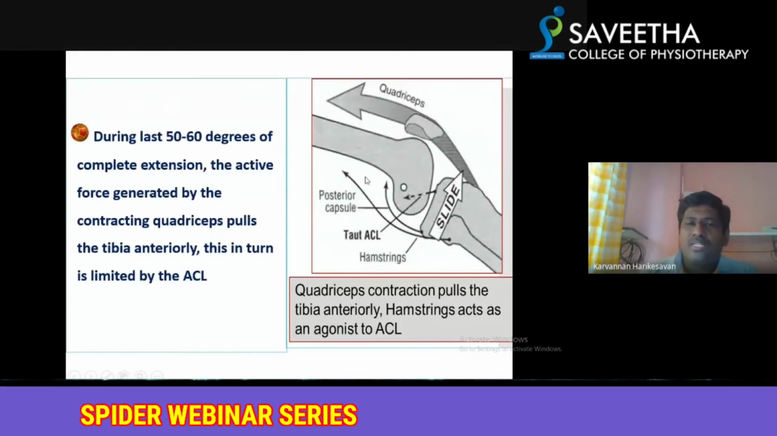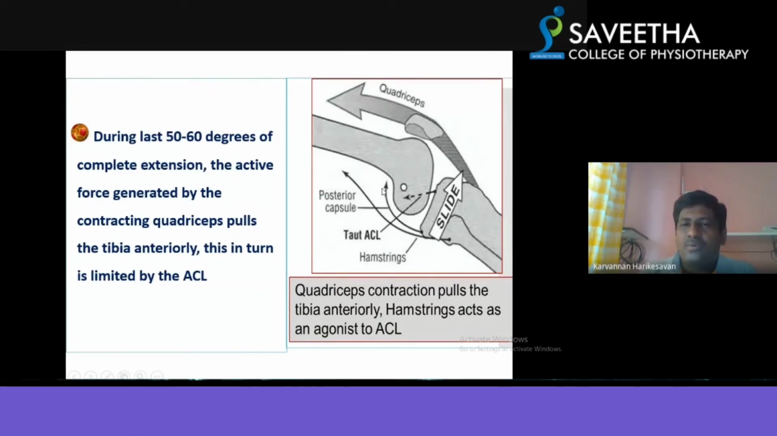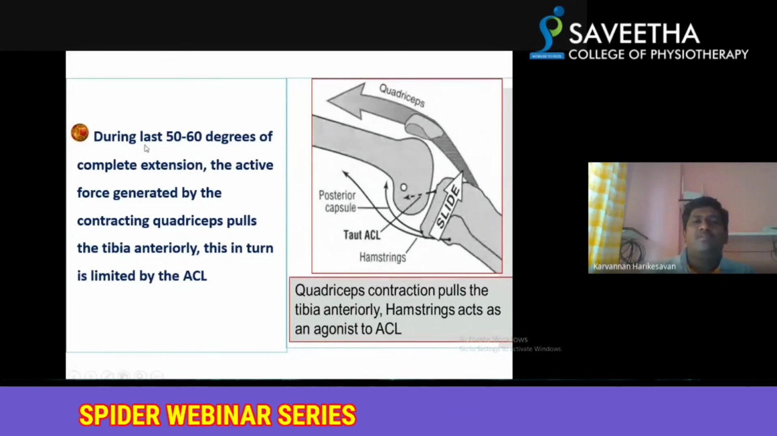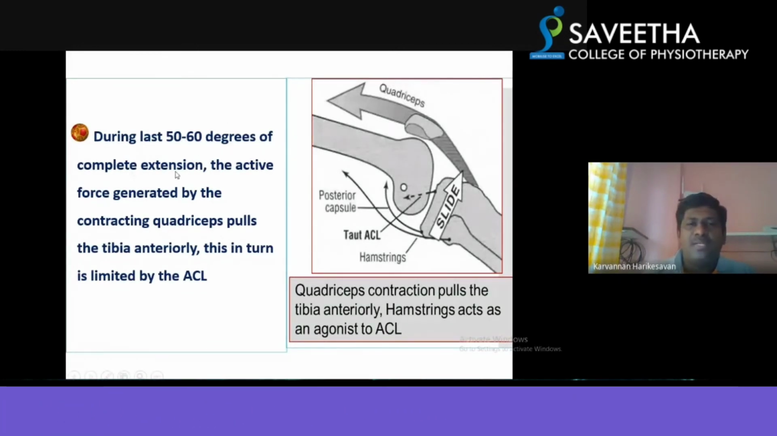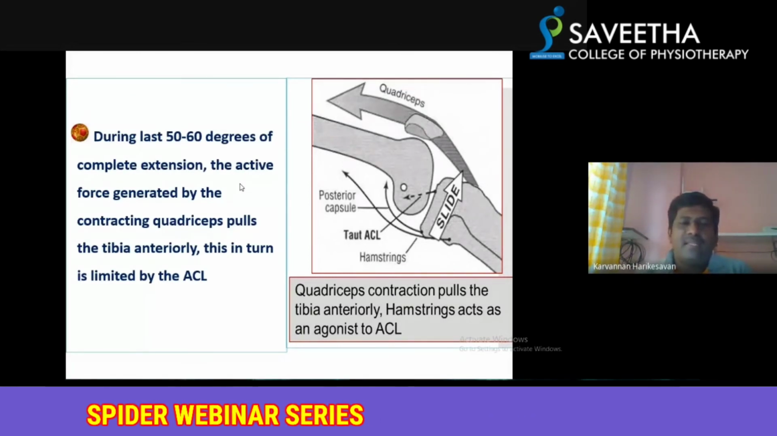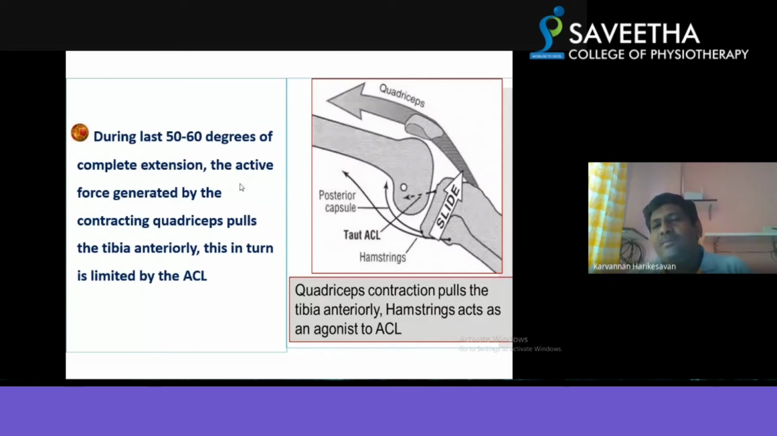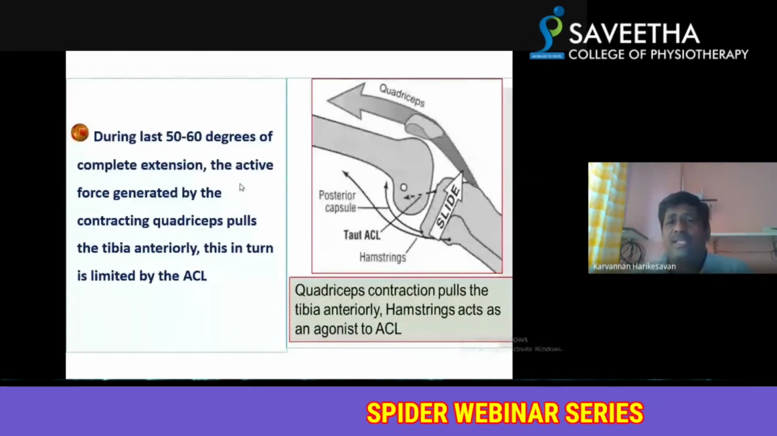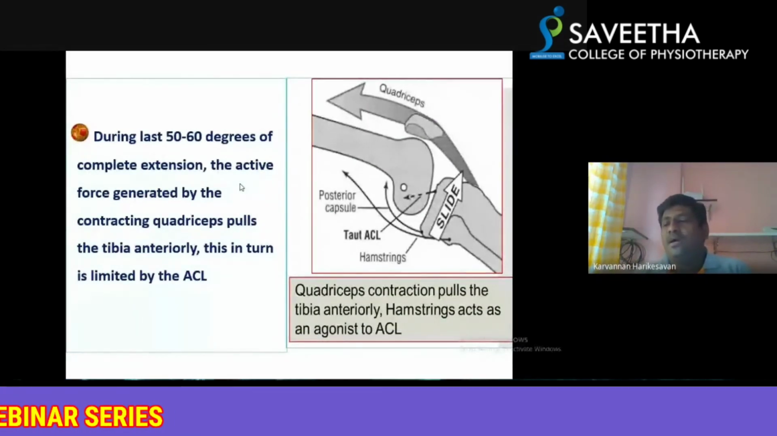Also, the posterior structures like the posterior capsule and the hamstring tendon will try to prevent the excessive translation. So what is happening here is, during the last 50 to 60 degrees of complete extension, the active force generated by the quadriceps contracting will try to pull the tibia more anteriorly, and that is in turn limited by the ACL. So we can say that the quadriceps is an antagonist for the ACL, and the hamstring is an agonist.